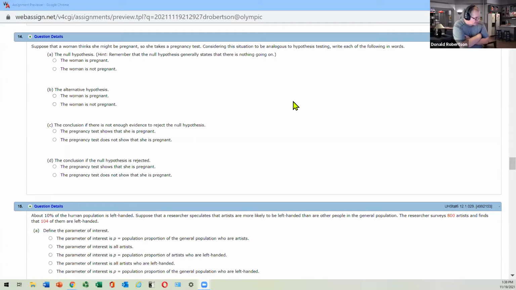Suppose that a woman thinks she might be pregnant, so she takes a pregnancy test. Considering the situation to be analogous to a hypothesis test, which is basically the question we were doing a few minutes ago, write each of the following words. The null hypothesis: in the story I gave, the null hypothesis is that she's not pregnant, right? Nothing to see here, she's just what she was last week. The alternate hypothesis is that she is pregnant. Agreed?